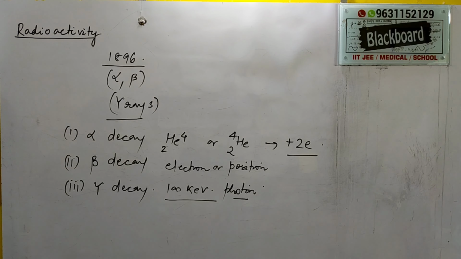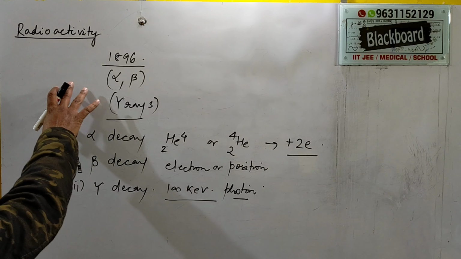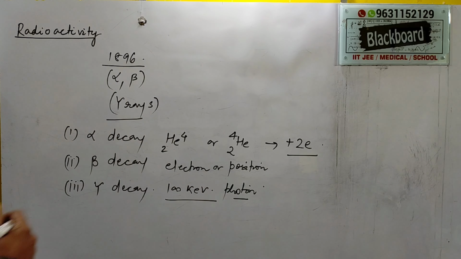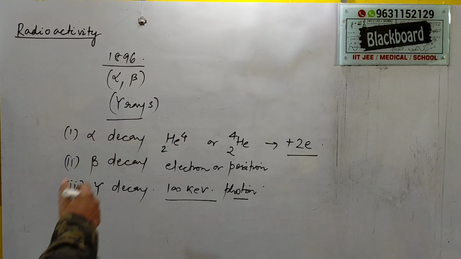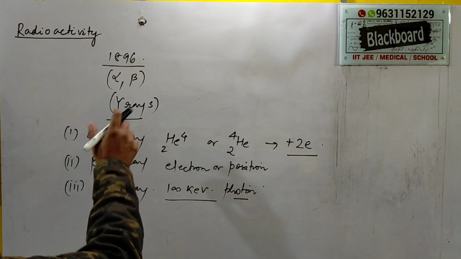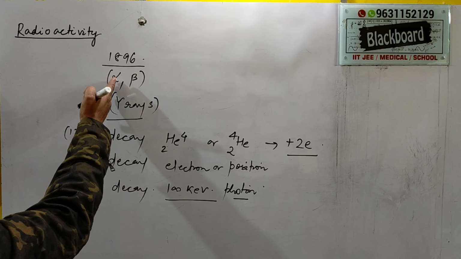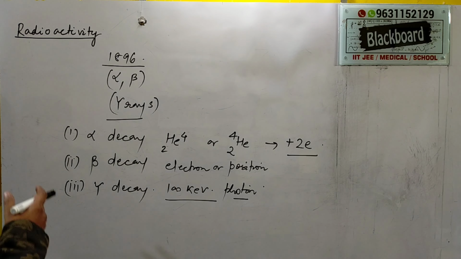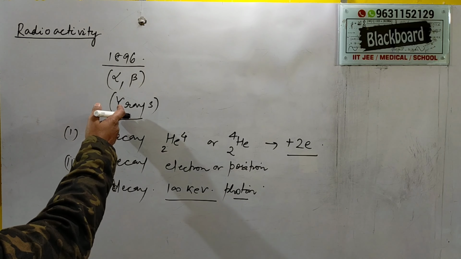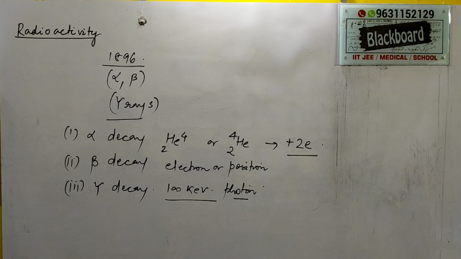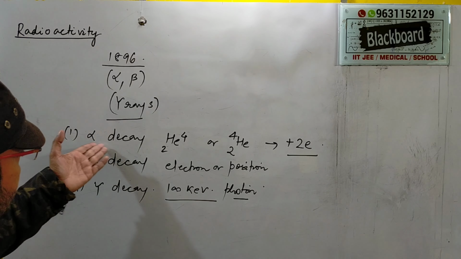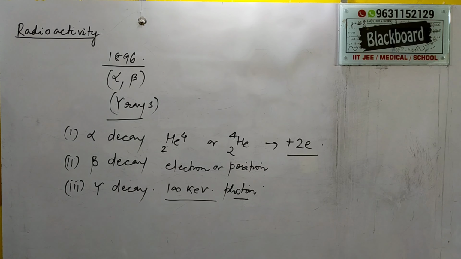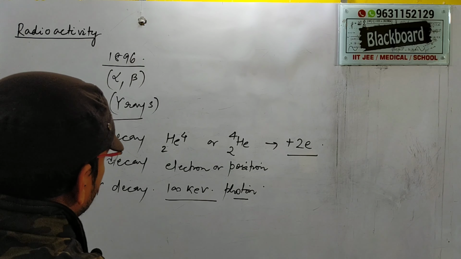is the spontaneous nuclear phenomenon in which an unstable nucleus, like your uranium 238, undergoes a decay with the emission of some particles. That particle may be alpha or beta, with some radiation, and that is gamma rays. There are mainly three types of radioactive decay: one, alpha decay; second, beta decay; and third, gamma decay.